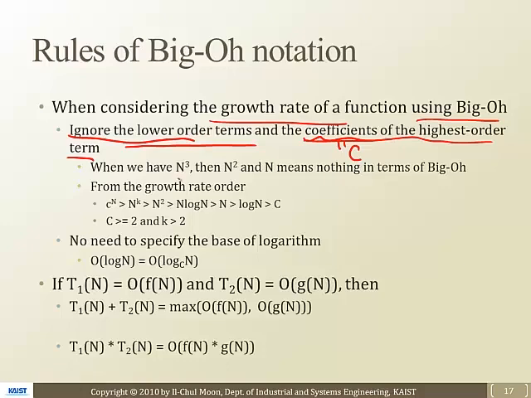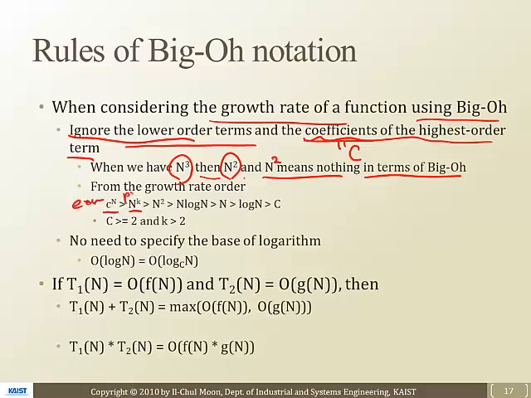So when you have n squared and n cubic, then n squared means nothing in terms of the big O notation. And to judge this growth rate, you have to remember the growth rate order. The growth rate order is like this. So this is cⁿ and nᵏ. This is called exponential.